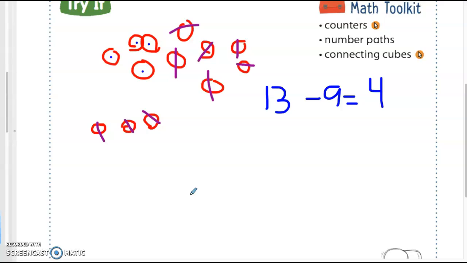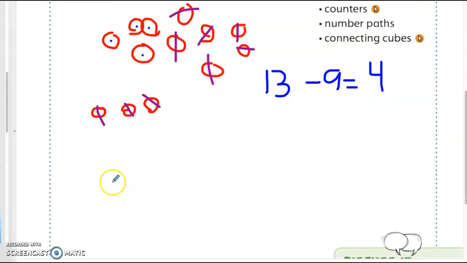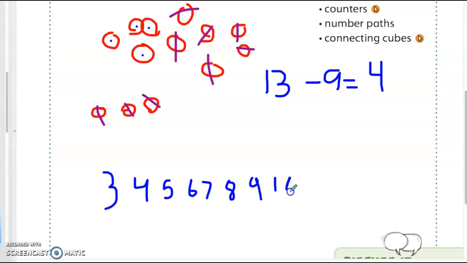Another way to represent this same thing is if we did a number line, and my number line, you guys, I'm sorry, is really hard to write with this pen. 5, 6, 7, 8, 9, 10, 11, 12, 13, 14. Okay, so this is my number line.